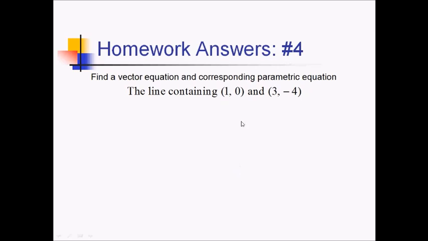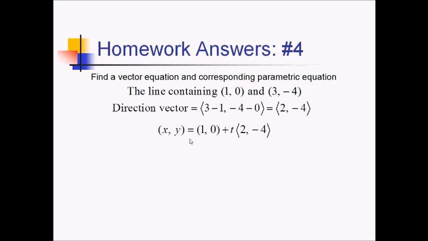For number 4, we want a vector equation for the line with these 2 points in it. To get the direction vector out of this, we need to find the component form. So we've got 3 minus 1 and -4 minus 0. So that gives us a direction vector then of (2, -4). A vector equation will just be the starting point, which we'll just use the first of these points. So (1, 0) plus t times this direction vector. All that equals (x, y). For the x parametric, we've got x equals 1 plus 2t. And for y, we have y equals 0 minus 4t, or just -4t.